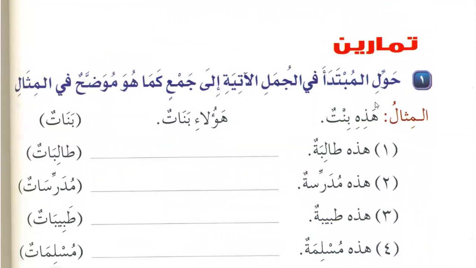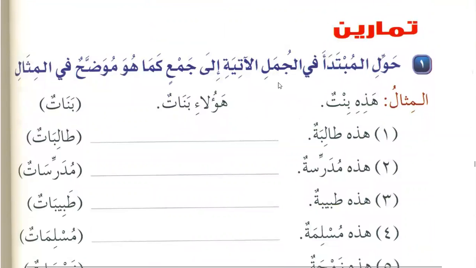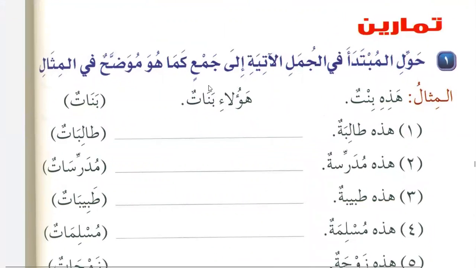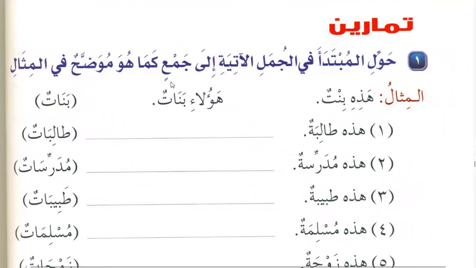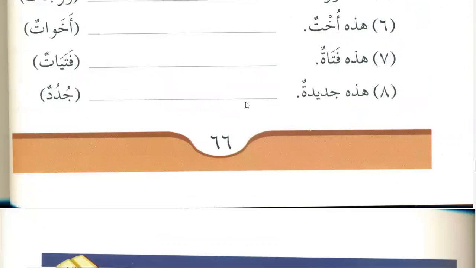The exercises: hawwil al-muqtada fil jumal al-atiyati ila jam'in kama huwa muwaddahun fil misal. Convert the subject in the following sentences into plural, like it is explained in the example. Al-misal: hazihi bintun, this is a girl. Haulai banatun, these are girls. You need to change singular into plural.